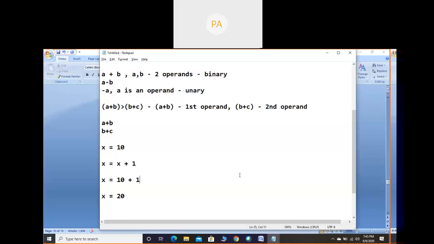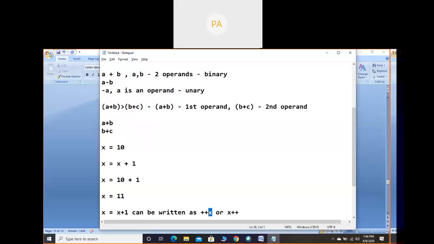So x equal to x plus 1, x equal to 10 plus 1. So our new value of x is 11. Now what they are telling is that this x equals to x plus 1 can be written as, just observe here, plus plus x or x plus plus. So in both ways we can write. That means first you write the operator, then the variable, or first the variable, then the operator. Both operations will do the same thing. That is, it will add 1. So it will add 1 to which variable? To the x variable. That's all.